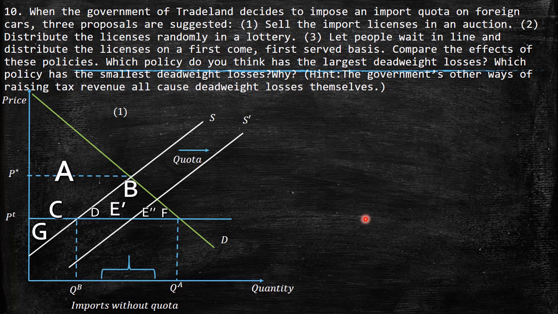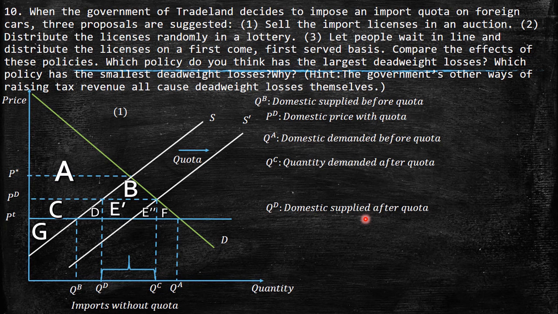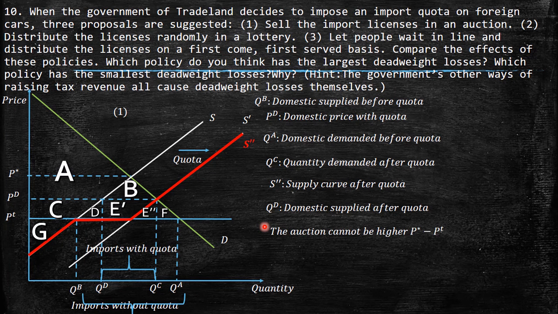Once there is a quota, you will see here how it will change. So I'm going to represent here the new supply curve, which is the red one. This is the limit of the quota, and just this quantity is going to be imported. So what's the point here? This was the imports with quota.